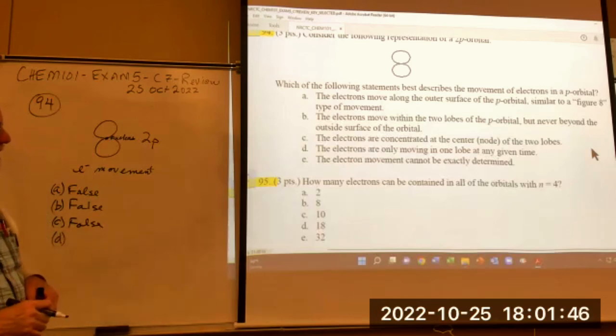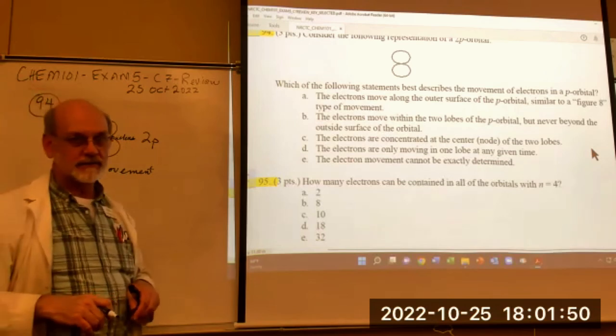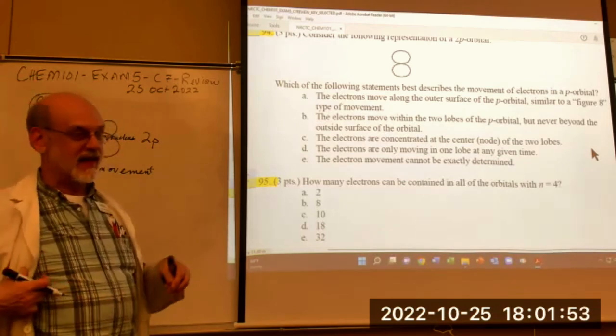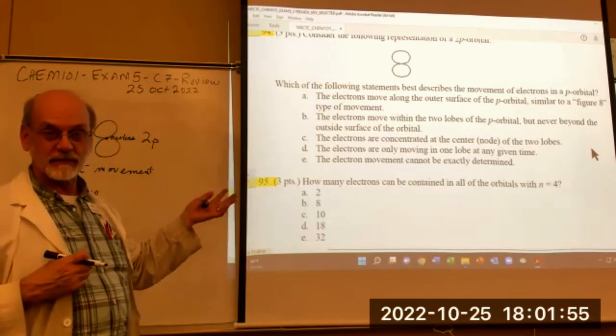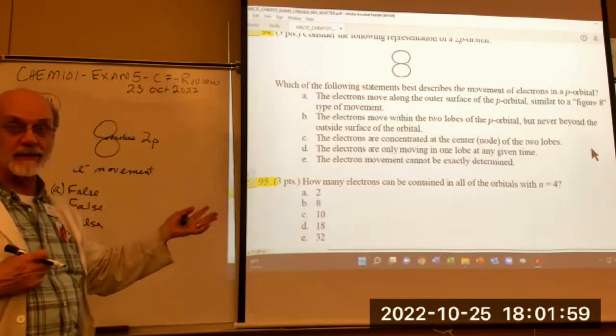How about D? The electrons are only moving in one lobe at any given time. It just says that that's where you find them. They could be on one side, on the other side. They could be on both sides at the same time.